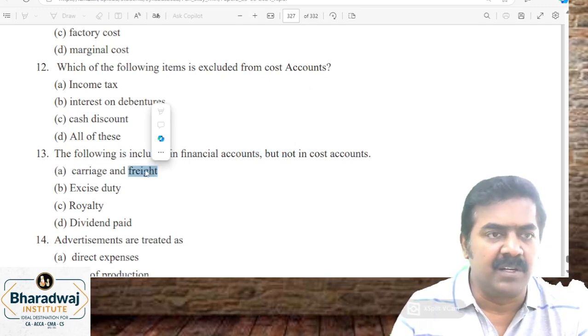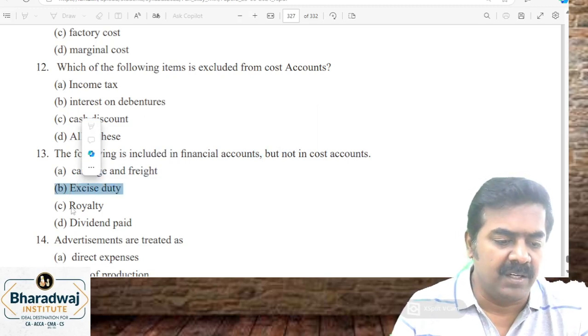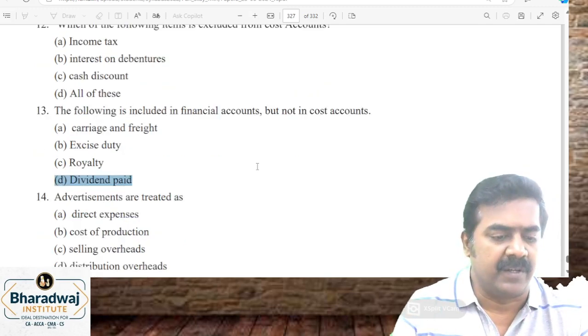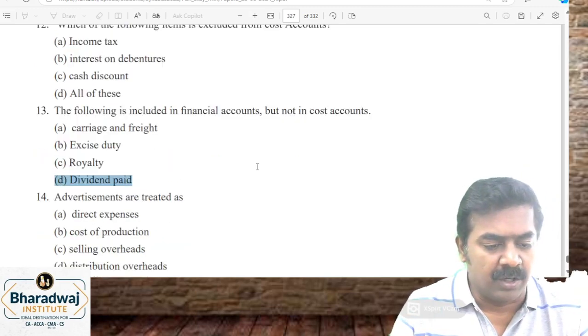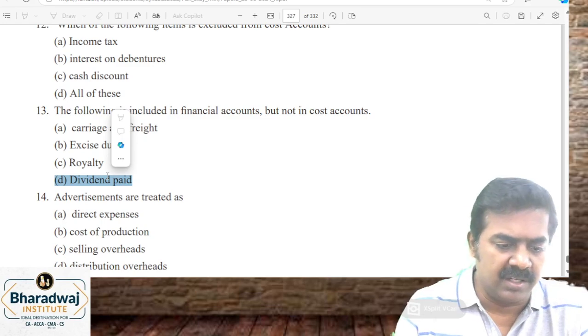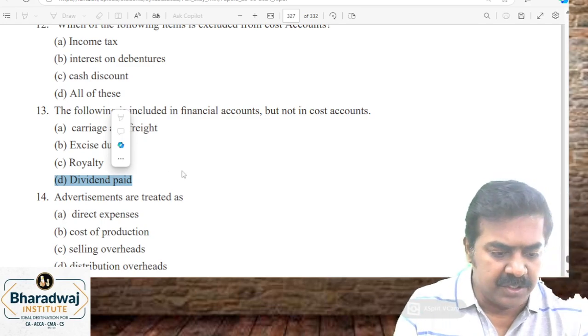Carriage and freight we will include in both. Excise duty we will include in both. Royalty we will include in both. Dividend is paid out of profit. It is included only in which accounts? Financial accounts. Dividend is included only in financial accounts.